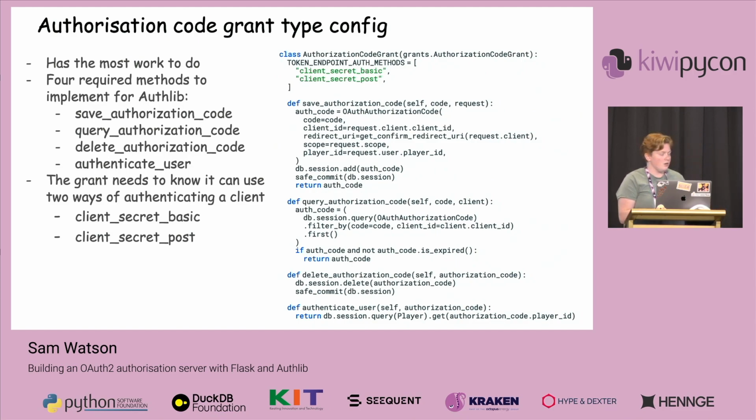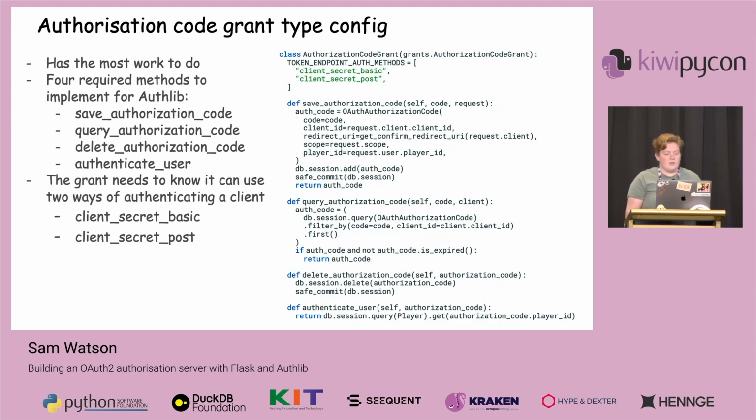Save authorization code handles the creation of a new code in the database model. Query authorization code has the code that handles the ORM query to the database to grab the object of the given authorization code. I don't think I need to explain what delete authorization code does. It just deletes the code after it's been used. Authenticate user uses the player foreign key relationship on an authorization code object to grab the object of the player it belongs to. We also need to tell the grant what kind of auth methods it can use to validate the client and a request to the server.